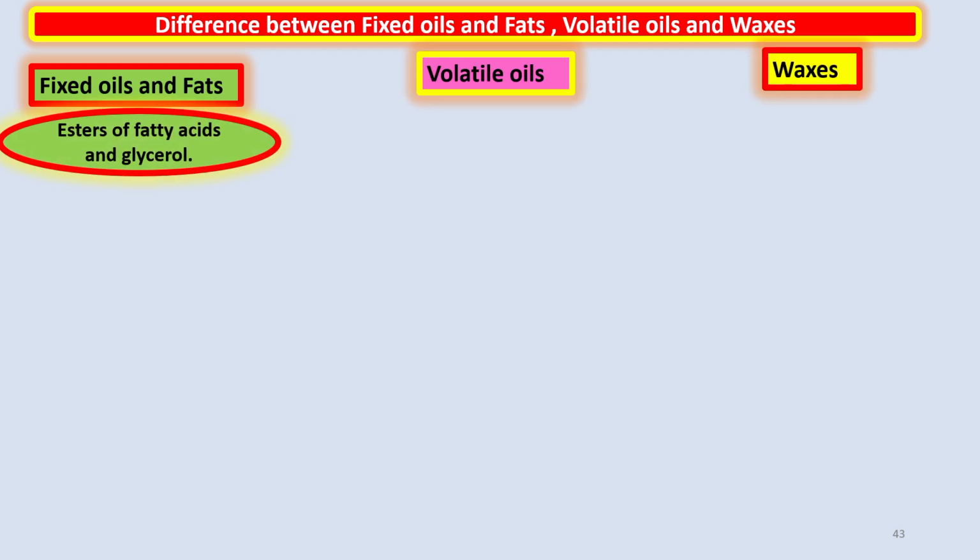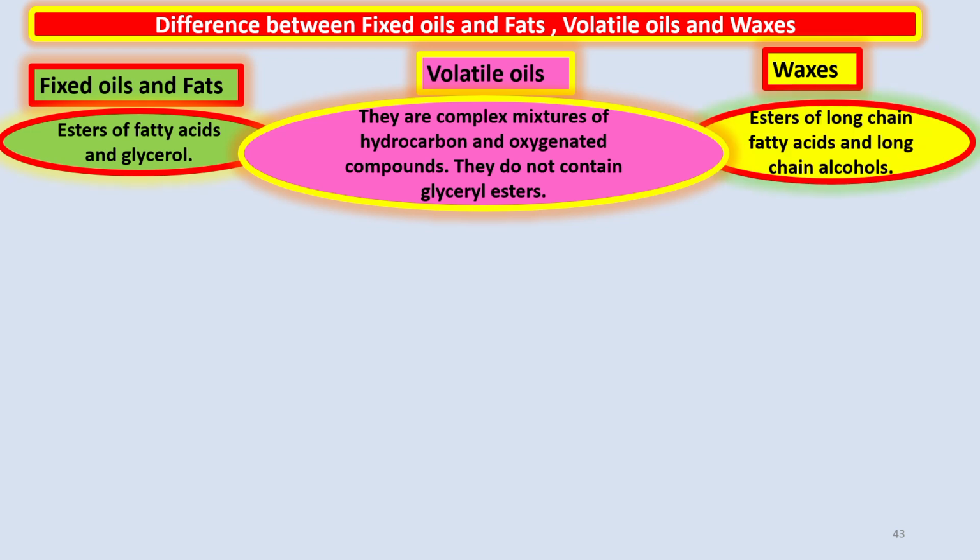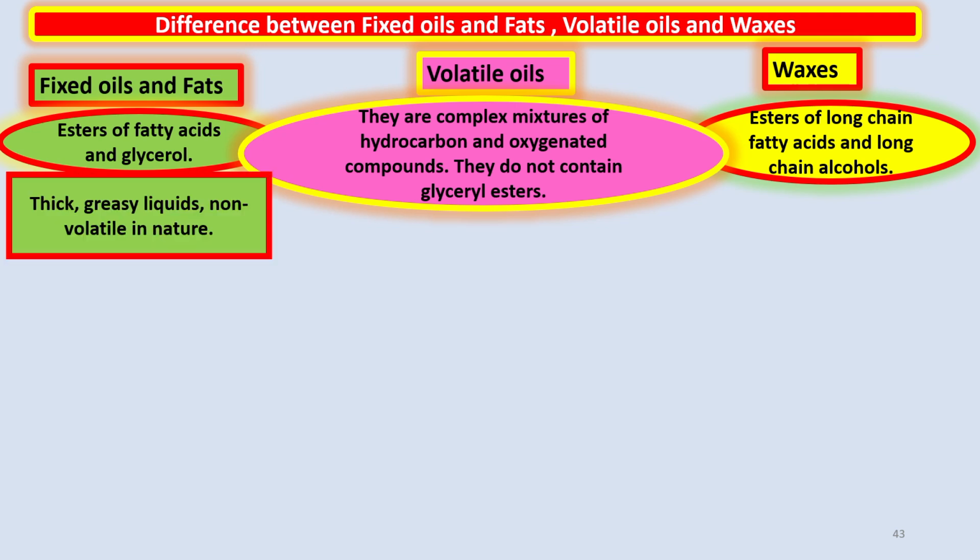When we come across fixed oils and fats, they are esters of fatty acids and glycerol. Volatile oils are complex mixtures of hydrocarbons and oxygenated compounds. They do not contain glyceryl esters. A very important point which the student should know chemically. Waxes are esters of long chain fatty acids and long chain alcohols. So fixed oils and fats and waxes are more related, but waxes are harder and long chain. These things you have to remember.